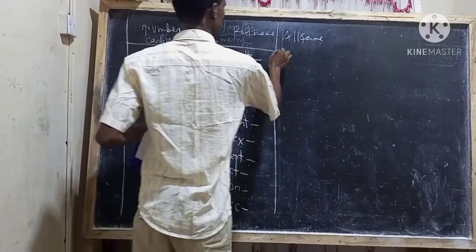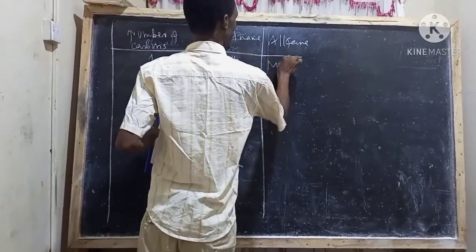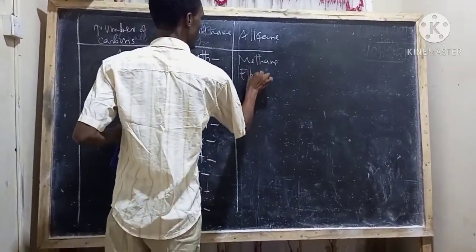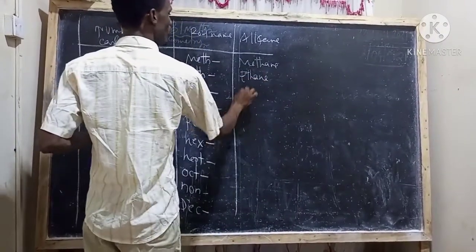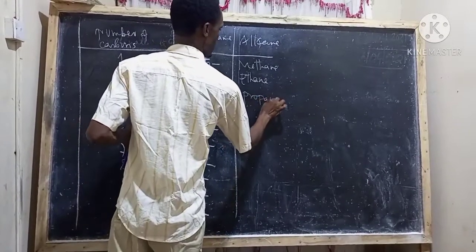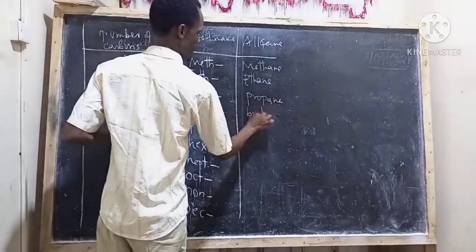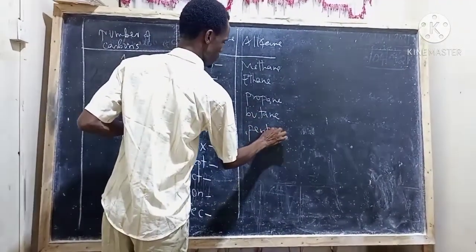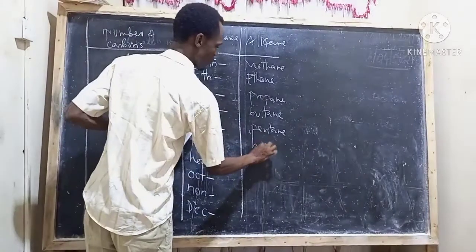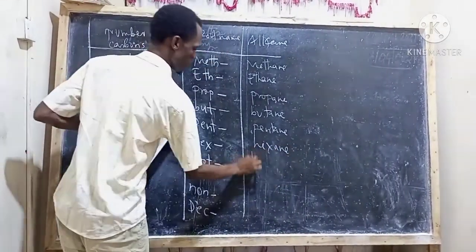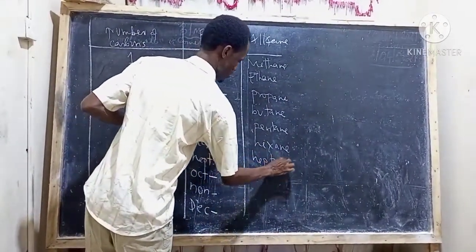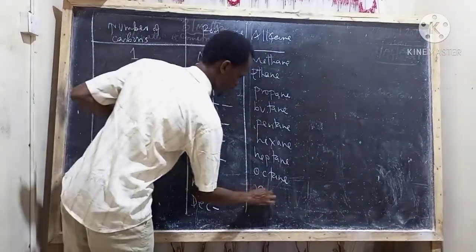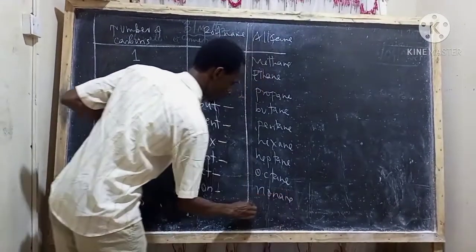So it will be called methane. This is ethane. This is propane. This is butane. This is pentane. This is hexane. This is heptane. This is octane. This is nonane. This is decane.